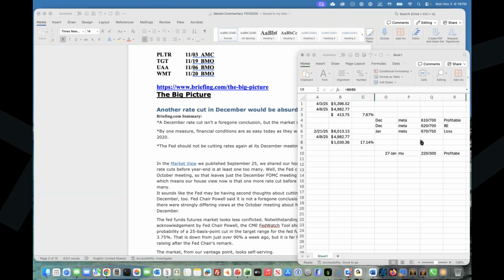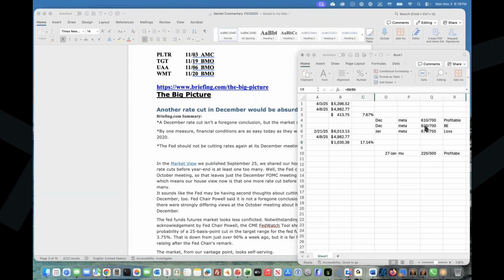So if you were in some of these debit spreads on Meta, we are in the process of rolling a bunch of these out. We've got a couple of Decembers. We have the 610 700 that we are rolling out further. The 610 to 700 is profitable, about $1,100.